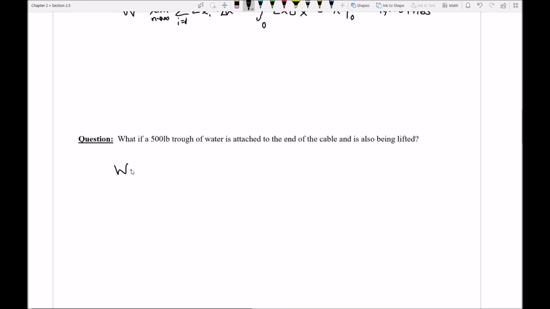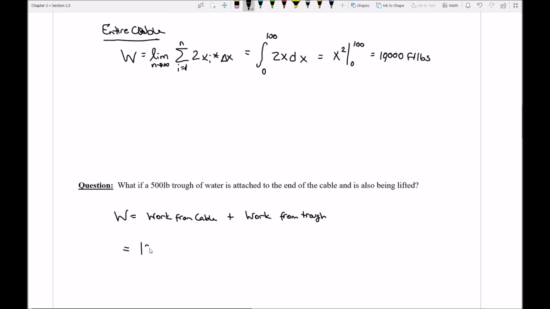So here, to find the total amount of work, I would need to find the work from the cable and just add on the work from the trough. So if I can find those two things separately, I'm good to go. Now, of course, from up above, we already saw that the work from the cable was 10,000 foot-pounds, so nothing there is really different. But when I deal with the work for the trough, I can just keep in mind that I can always calculate work by knowing force times distance.